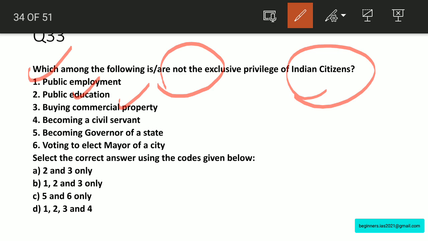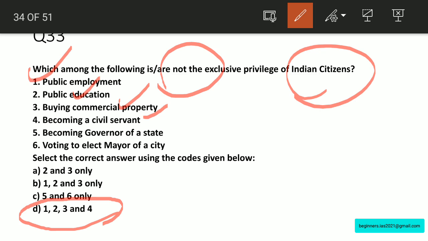So what are the remaining? Becoming a civil servant, becoming the governor of a state, voting to elect the mayor of a city. One has to note that becoming a civil servant is also available for citizens of Nepal and Bhutan except All India Services. Therefore, 1, 2, 3, 4 is right. Here 1, 2, 3, 4 is right.